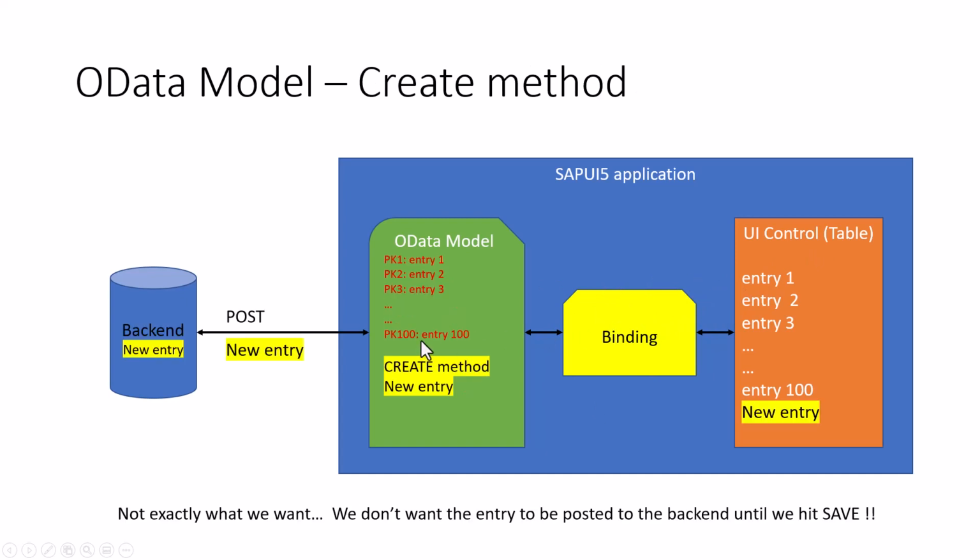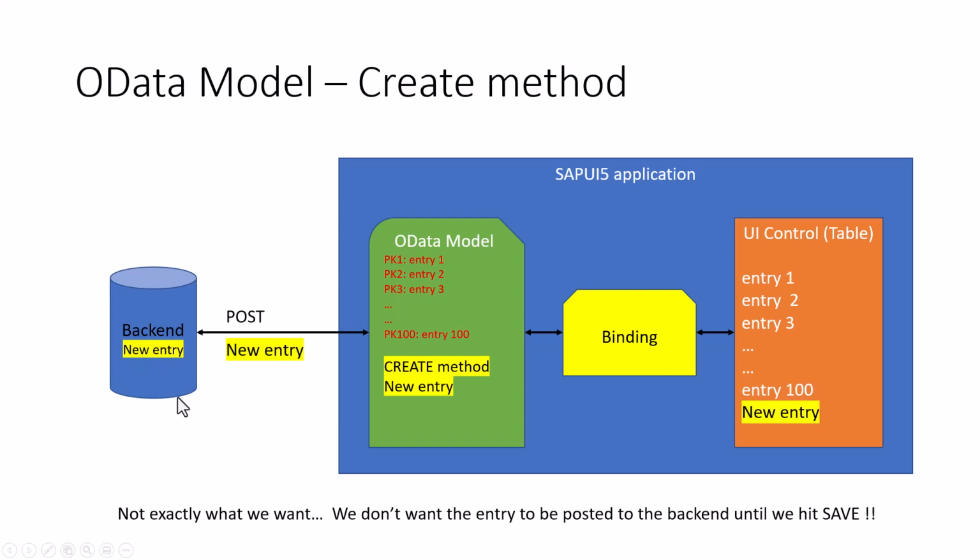Now, the OData model itself has a couple of methods by which you can add an entry to the OData model. So we will look at the very first method. This is the create method. Now, let's see what this create method does. It creates a new entry in the OData model on the application side, and this new entry is also displayed on the UI control, on the table right here. And this new entry that gets created is also posted to the backend. So the backend now has the new entry as well.